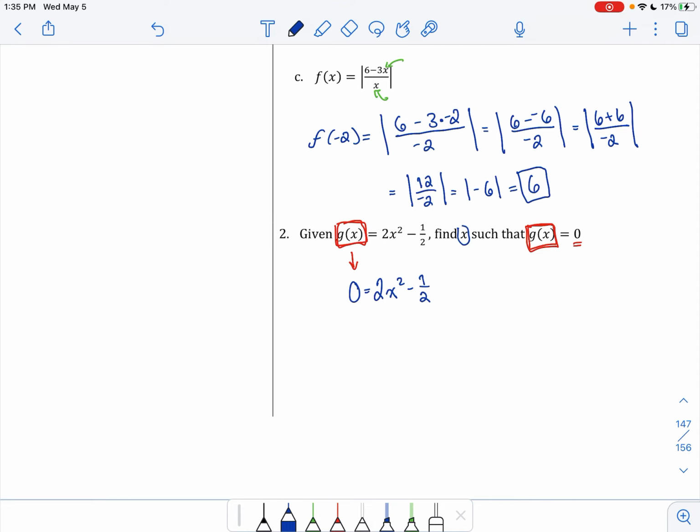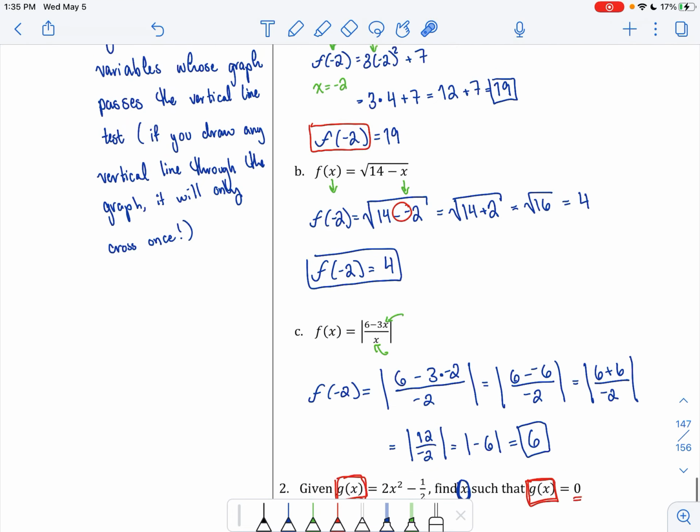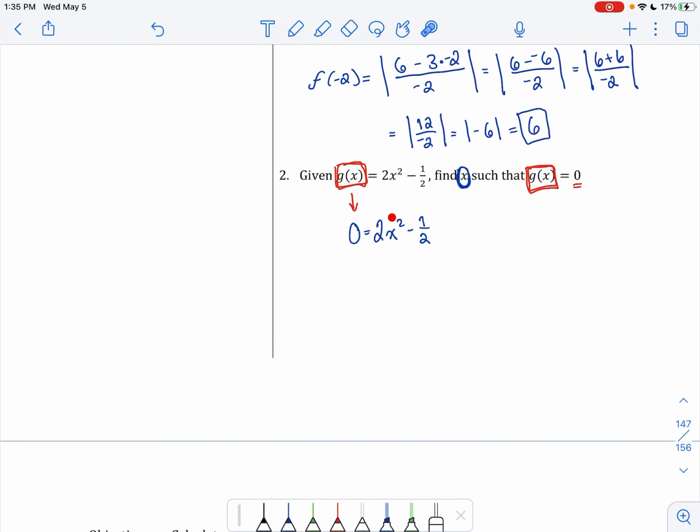Since it says find x, x is the thing I want. Remember how here it said find f of negative 2? So we found f of negative 2. Here it says find x, so get x by itself. I'm going to start by adding 1/2 to both sides. 0 plus a half is 1/2 is equal to 2x squared. Divide by 2, which is the same as multiplying by a half, multiplying by that reciprocal. 1/2 times a half is 1/4 equals x squared.